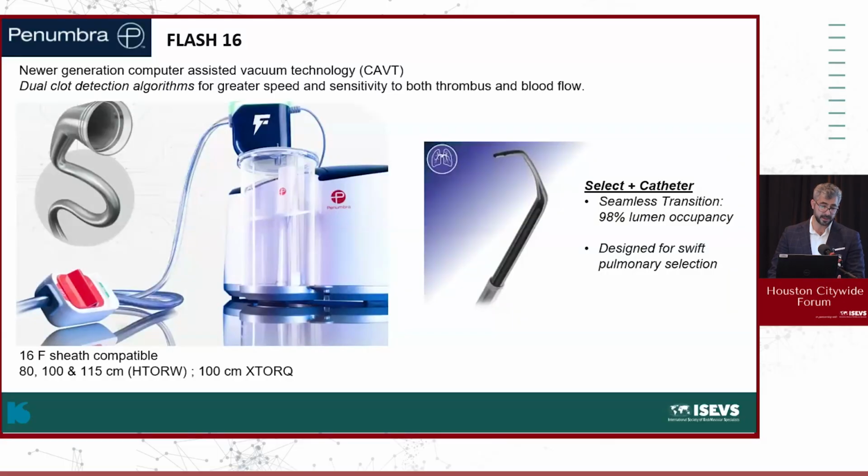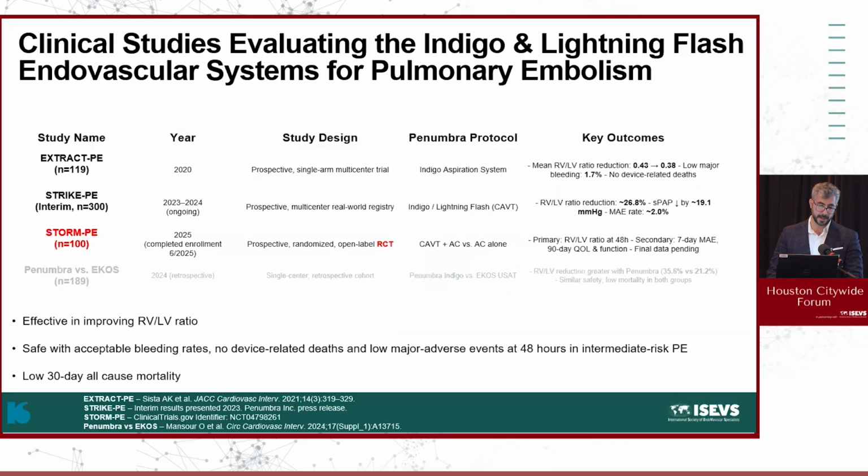This is the Flash 16 device, newer generation, with more powerful suction, more advanced algorithms for blood loss via its Gallop mode. It also comes with a Select Plus catheter that can work as a dilator and also allow for selective injections. This is some of the studies coming out of Penumbra, and Storm PE just completed enrollment.